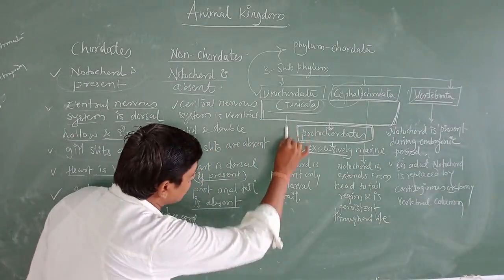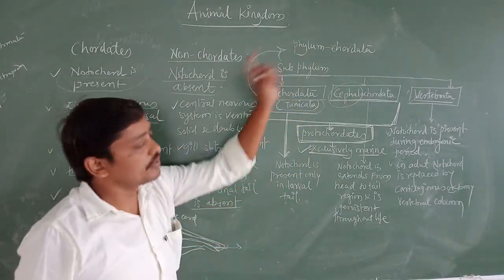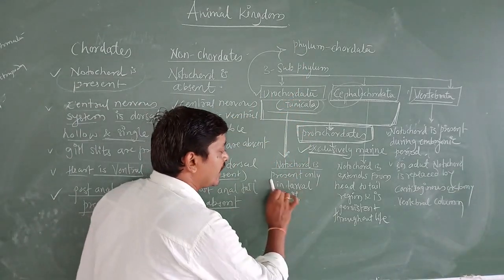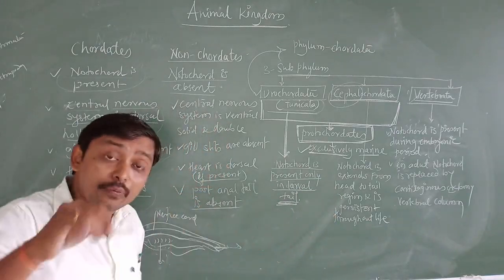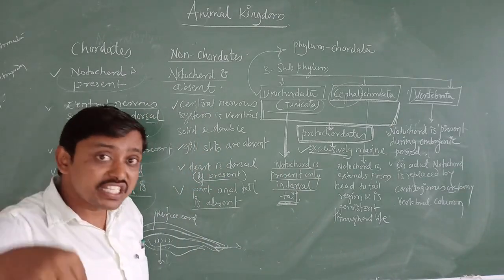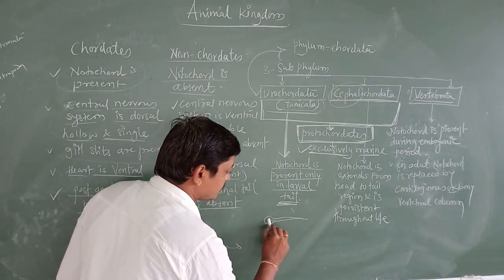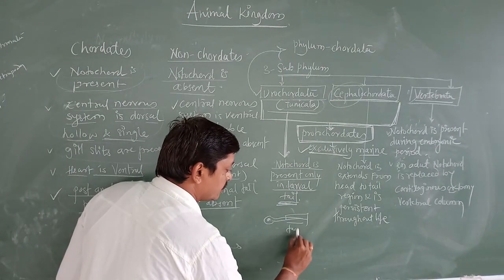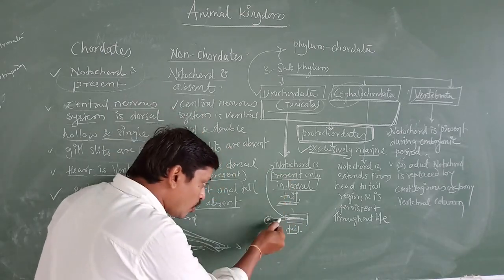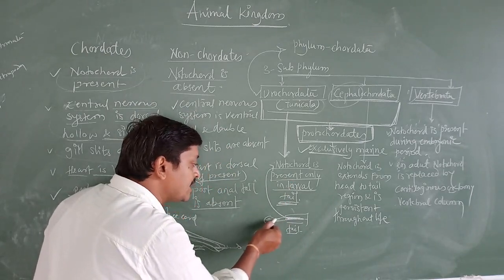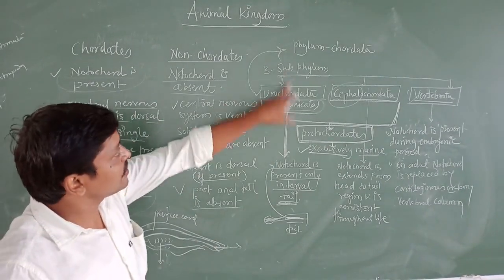Now here I have written on which basis we call the subphylum Urochordata. Notochord is present only in the larval stage, in the larval tail. In indirect development, in the larval stage, the tail region. For example, this is a larva and this is the tail region. Only in this region we get the notochord, and the notochord is not there in the cephalic or head region or other regions. Understood?